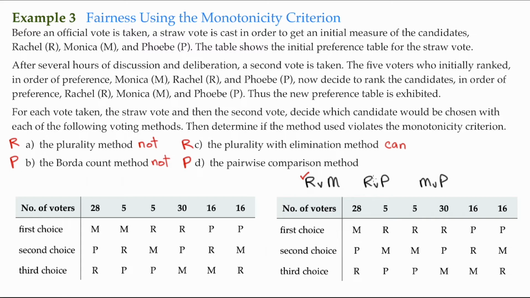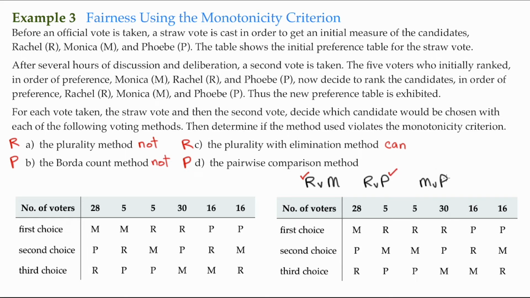Then we'll take Rachel versus Phoebe. Rachel beats Phoebe here for 5. Rachel beats Phoebe here for 5. Rachel beats Phoebe here for 30. So there's 40, but then that's it. Phoebe has the other 60, so Phoebe wins.